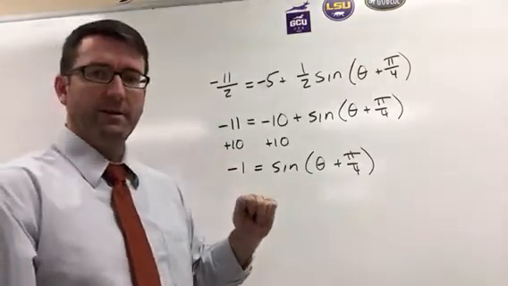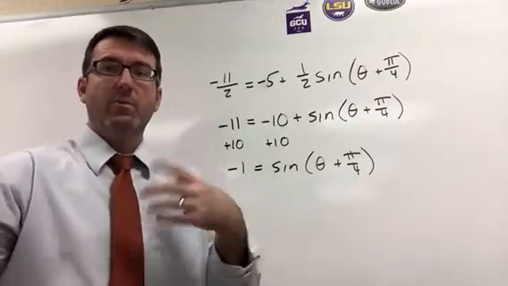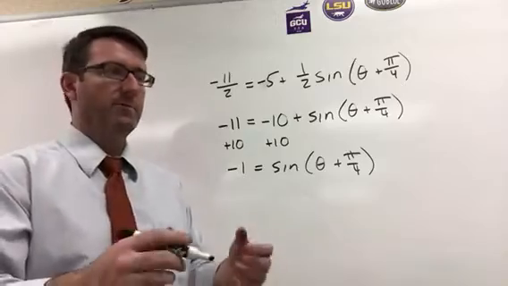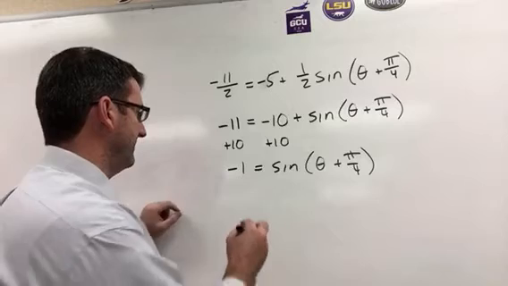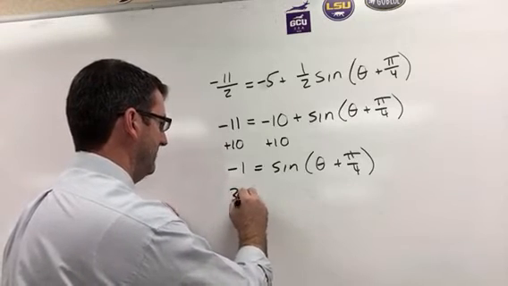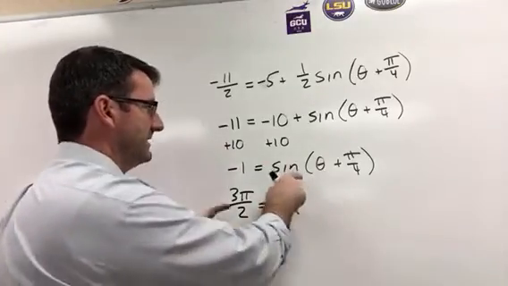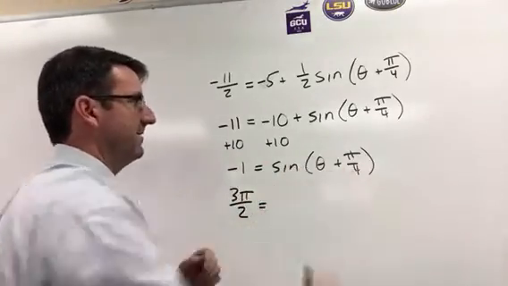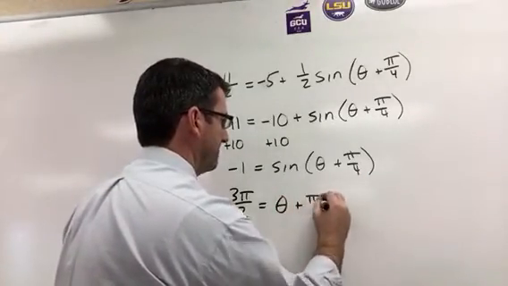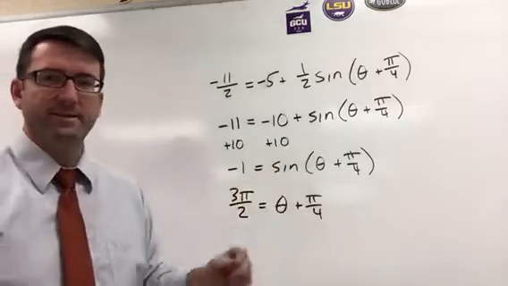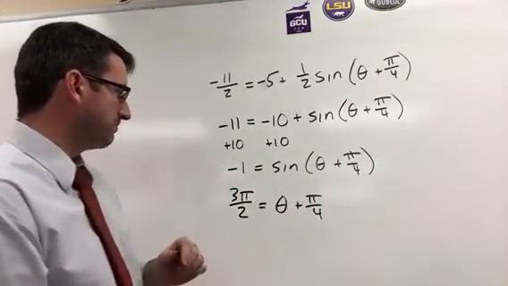So now we need to take the inverse sine of both sides. So the inverse sine of negative 1, in other words, sine of what is equal to negative 1. If we look on our unit circle, we'll see that the inverse sine of negative 1 is going to be 3 pi over 2. And then inverse sine of the sine of theta plus pi over 4 is just theta plus pi over 4. That inverse sine and the sine cancel each other out, and we're left with what's in the parentheses.